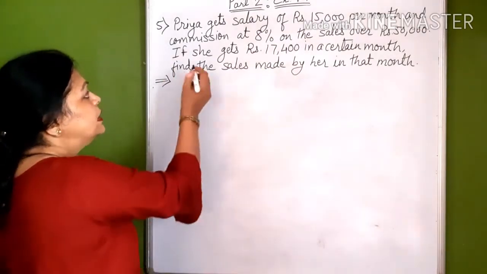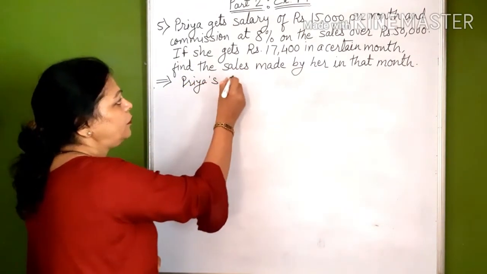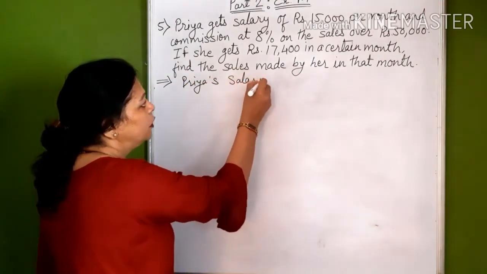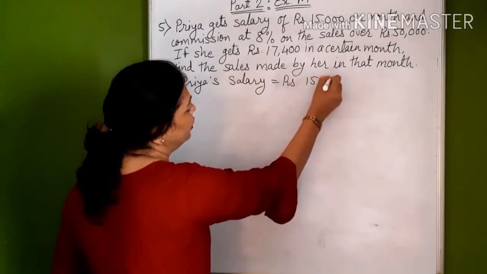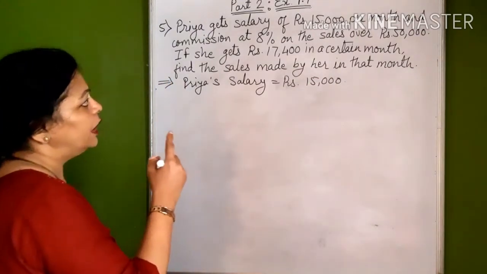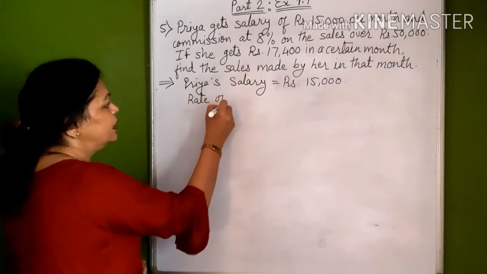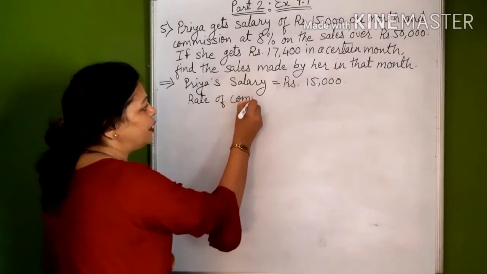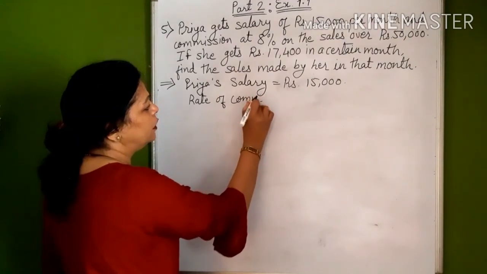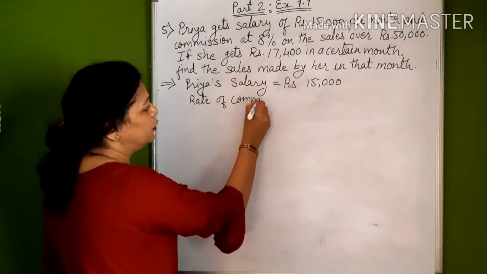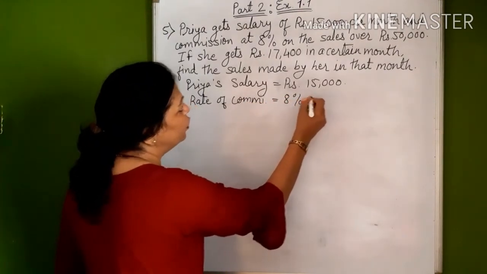Now over here, this is a very simple sum. They have given the salary. Priya's salary is rupees 15,000. Correct? Now the rate of commission is 8%. Very simple sum. I hope you must have understood what we have to do next. Commission 8% on the sale over 50,000.